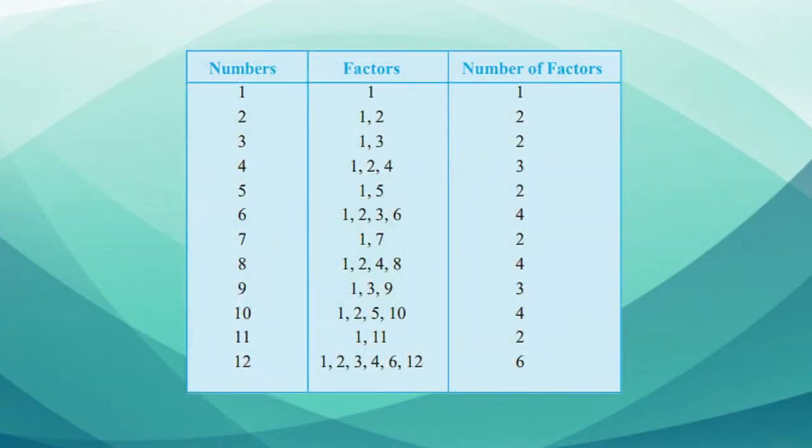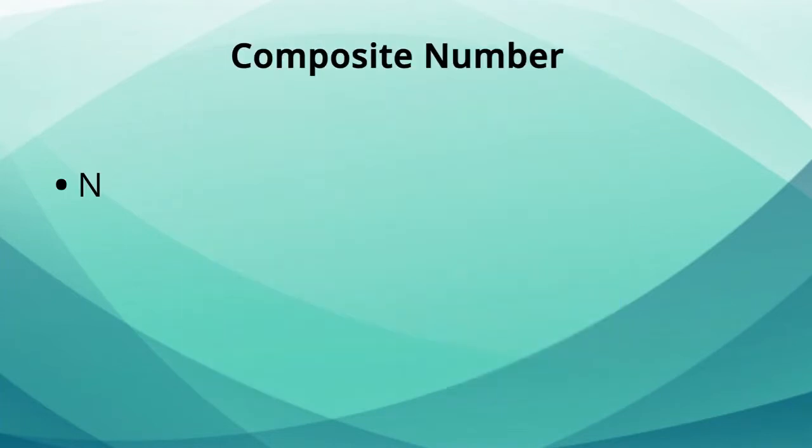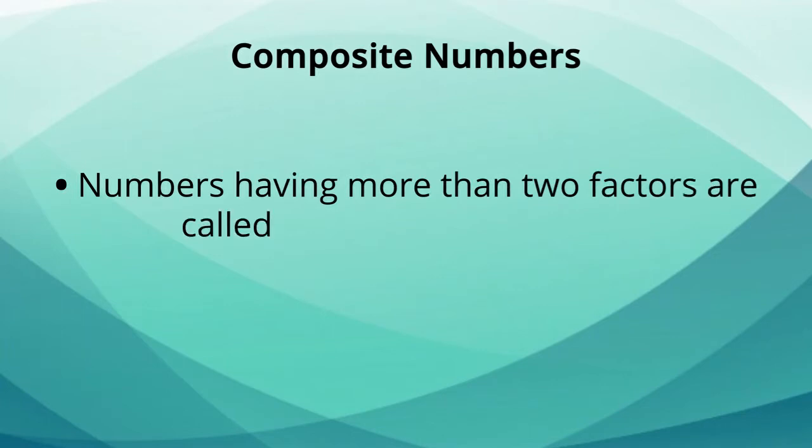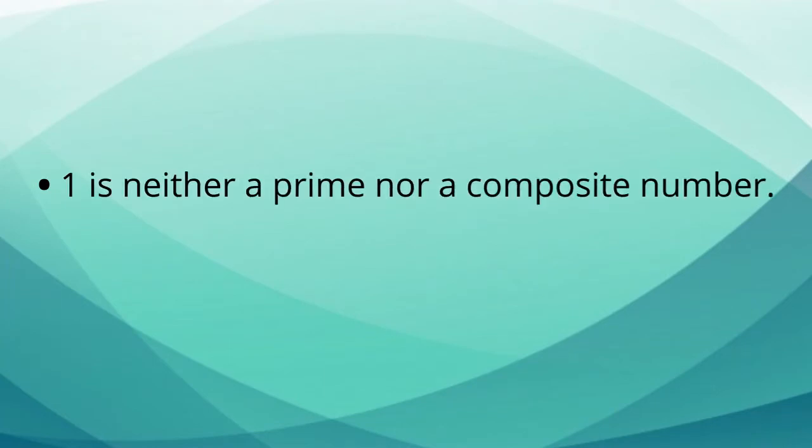And there are numbers having more than 2 factors like 4, 6, 8, 9, 10, 12 and so on. These numbers are composite numbers. Note that numbers having more than 2 factors are called composite numbers. Dear students, note that 1 is neither a prime nor a composite number.